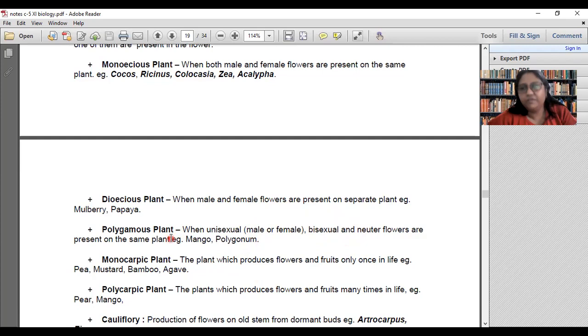If in any flower the calyx and corolla are present but androecium and gynoecium are missing, we call such flowers neuter flowers. So polygamous plants are plants in which unisexual, bisexual and neuter flowers are there. For example, mango. Have you ever seen a mango flower?